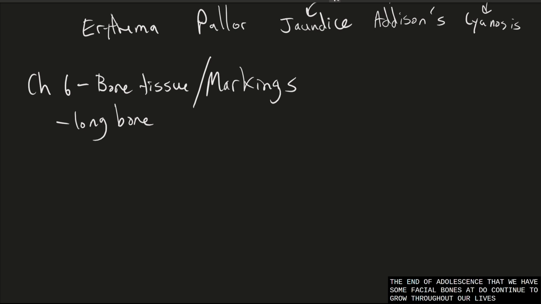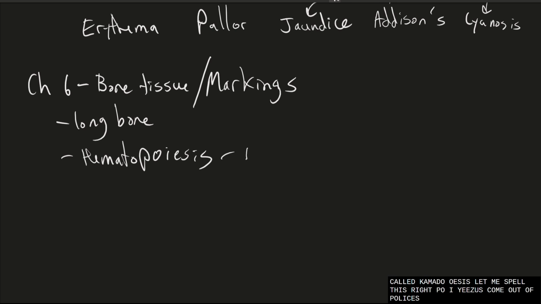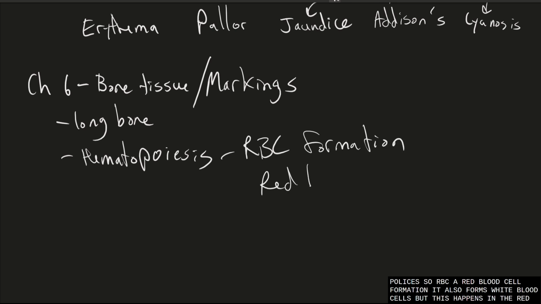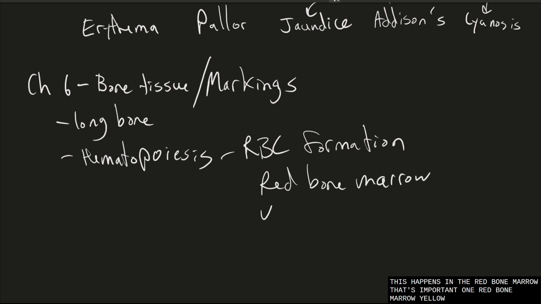And then in our red bone marrow, we produce red blood cells. That's called hematopoiesis. Let me spell this right. Hematopoiesis. So RBC, or red blood cell formation. It also forms white blood cells. But this happens in the red bone marrow. That's an important one. Red bone marrow.